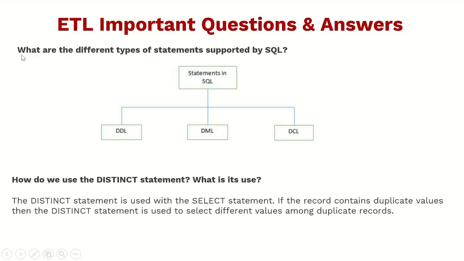So friends, the first question is, what are the different types of statements supported by SQL? Statements in SQL are divided into DDL, data definition language, DML, data manipulation language, and DCL, data control language. How do we use the distinct statement? What is its use? The distinct statement is used with the select statement. If the records contain duplicate values, then the distinct statement is used to select different values among duplicate records.